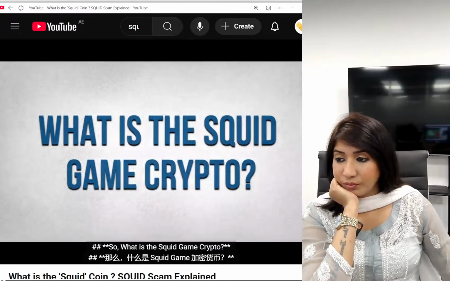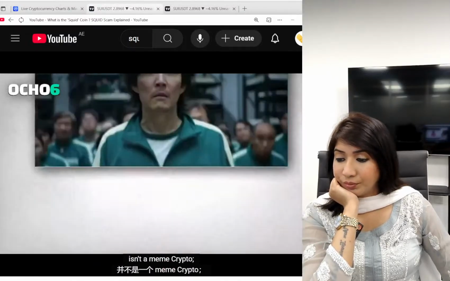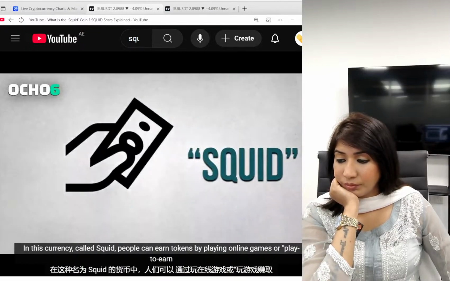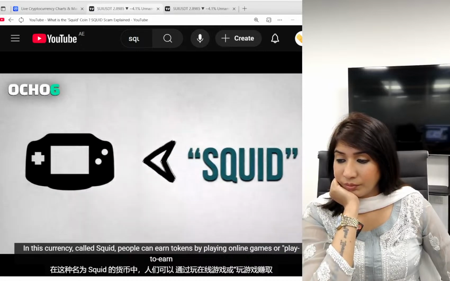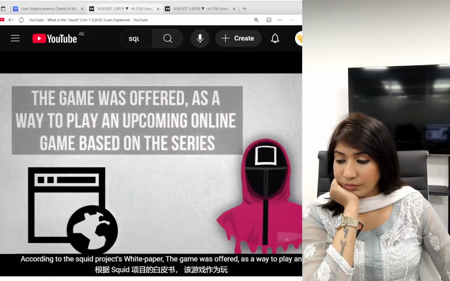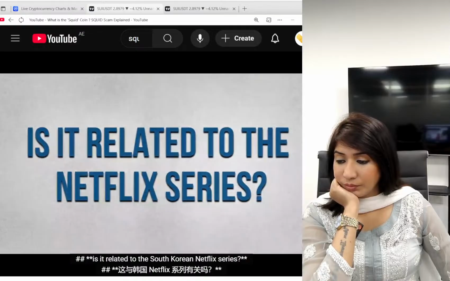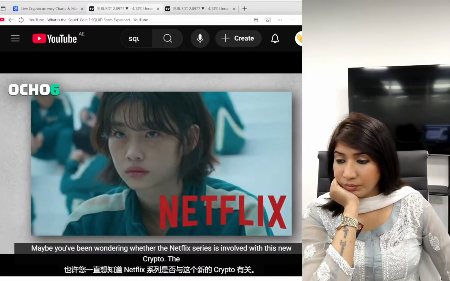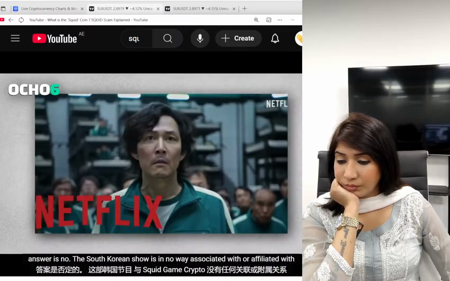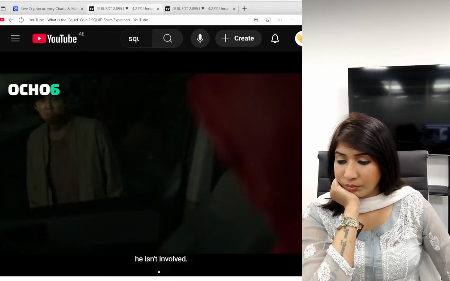So, what is the Squid Game crypto? Well, Squid Game is a cryptocurrency token like Polkadot, Cardano, and Solana, but it isn't a meme crypto. Inspired by the hugely popular South Korean Netflix series Squid Game, in this currency called Squid, people can earn tokens by playing online games, or play-to-earn cryptocurrency, which can be exchanged for other cryptocurrencies or national currencies. According to the Squid Project's white paper, the token was offered as a way to play an upcoming online game based on the series. Is it related to the South Korean Netflix series? Maybe you've been wondering whether the Netflix series is involved with this new crypto. The answer is no. The South Korean show is in no way associated with or affiliated with Squid Game crypto. The crypto shows that the Netflix series has a big influence on the coin, even if it isn't involved.